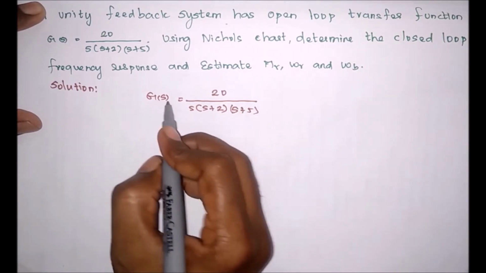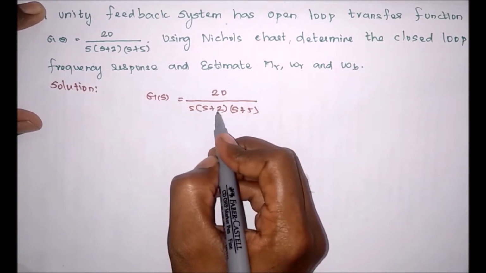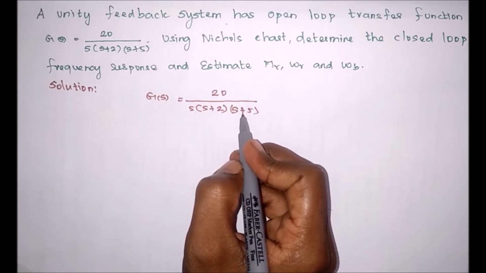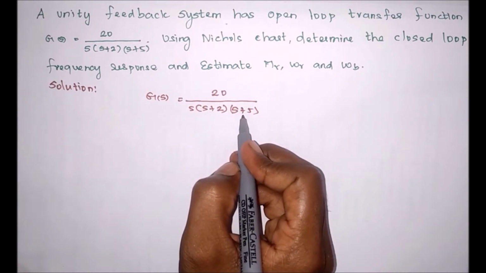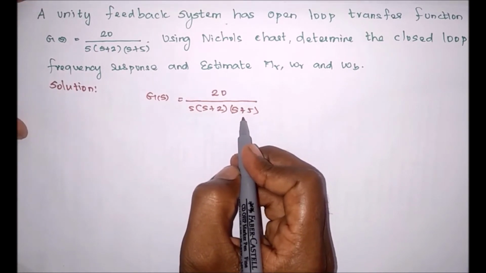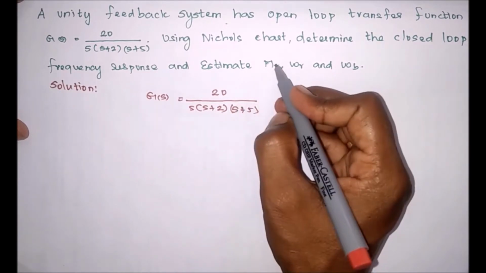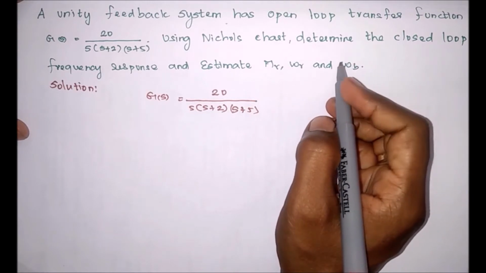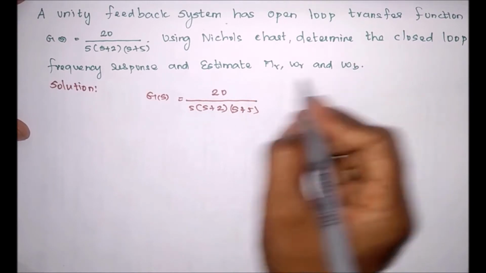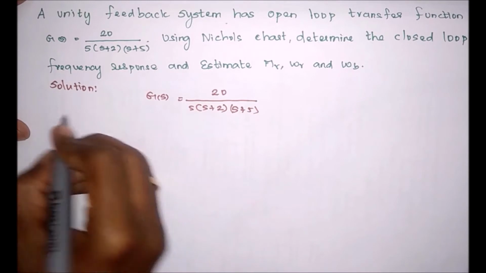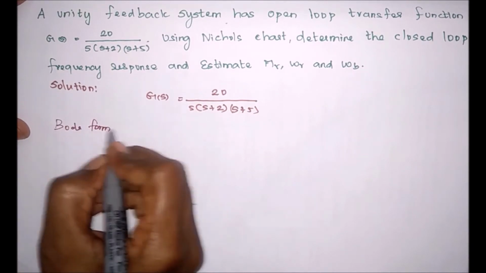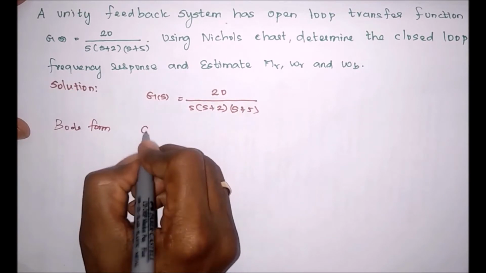The solution: G(s) = 20 divided by s into (s + 2) into (s + 5). This is the given open loop system transfer function. From this we are going to find the closed loop frequency response and also the resonant peak, resonant frequency and bandwidth. So first, we are going to convert this into Bode form.